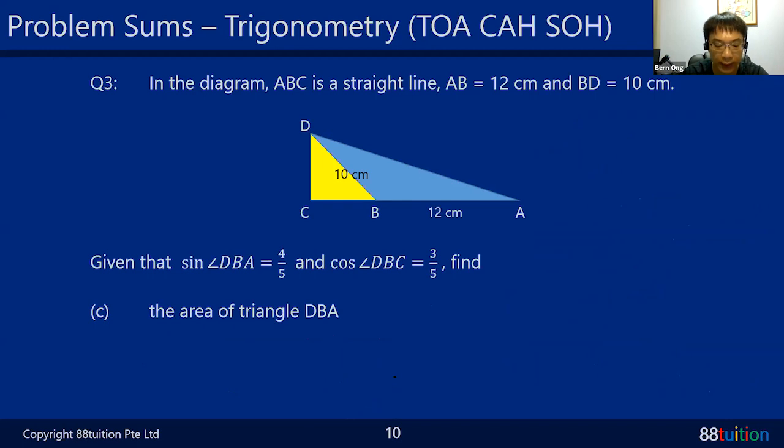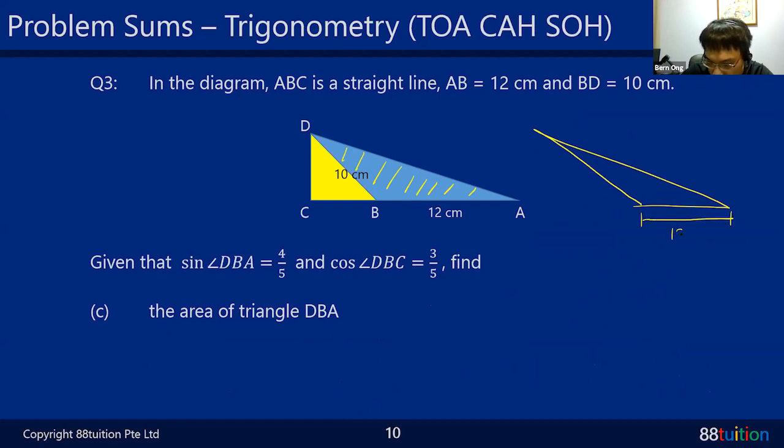Here, you want to find the area of triangle DBA. Where's the area of triangle DBA? Here, the blue triangle. Easy, easy. All right, once again, this is a slanted triangle. So you have something like that. This is the base, 12.